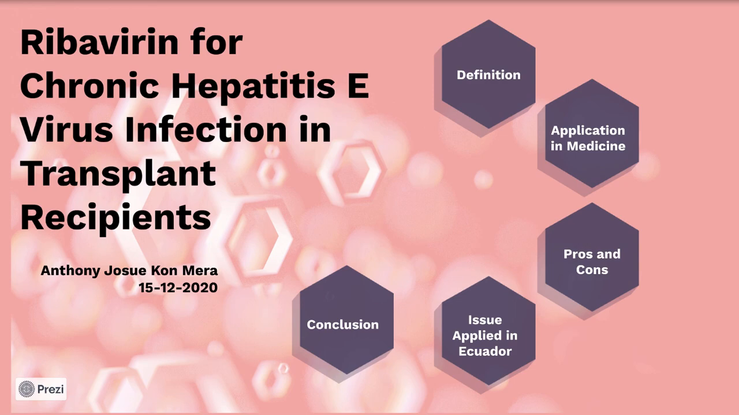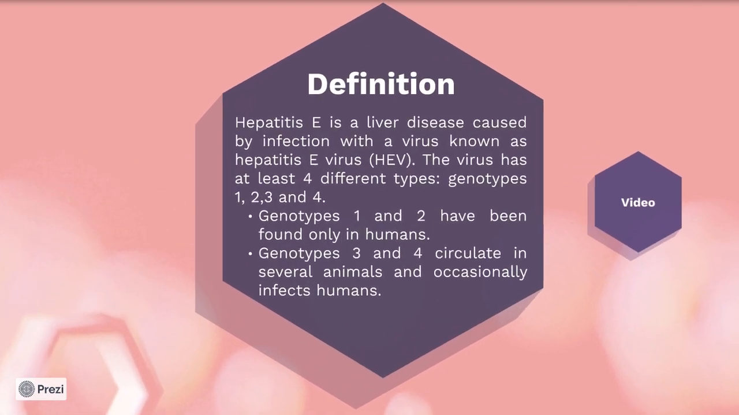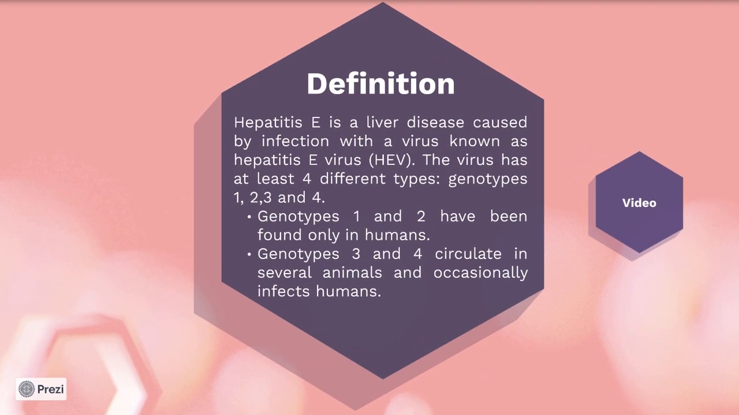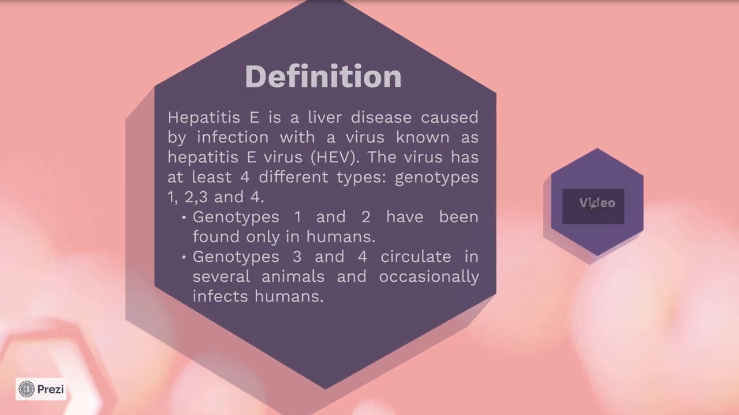Definition: Hepatitis E is a liver disease caused by infection with a virus known as hepatitis E virus (HEV). The virus has at least four different types: genotypes 1, 2, 3, and 4. Genotypes 1 and 2 have been found only in humans. Genotypes 3 and 4 circulate in several animals and occasionally infect humans.